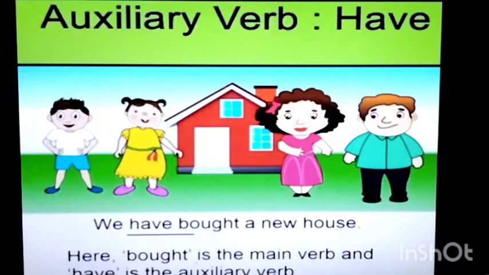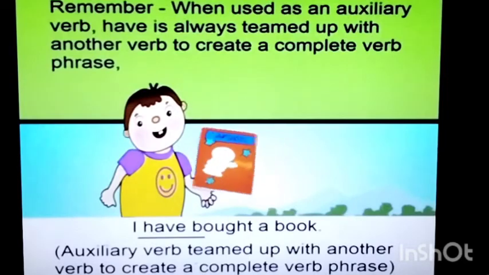Now let us see a second example. Have is the auxiliary verb here. We have bought a new house. Here bought is the action being done and is the main verb. If we write we have a new house, the sentence is grammatically correct, but the meaning changes. We no longer know that the house is being bought. So we have to write that we have bought a new house.